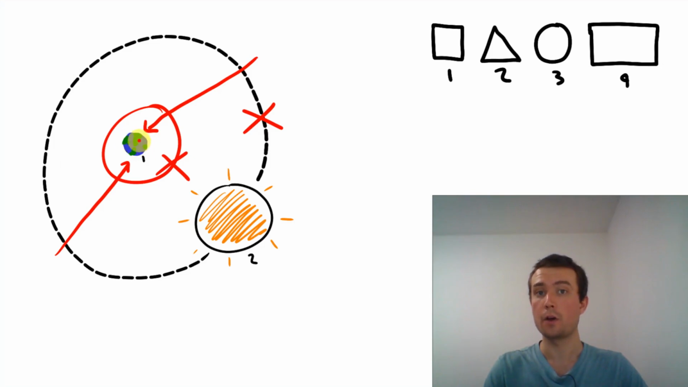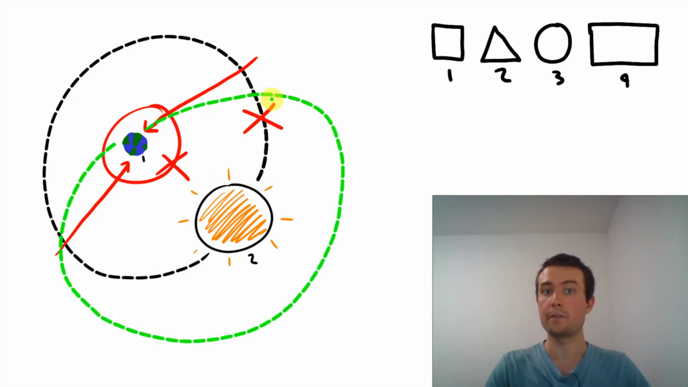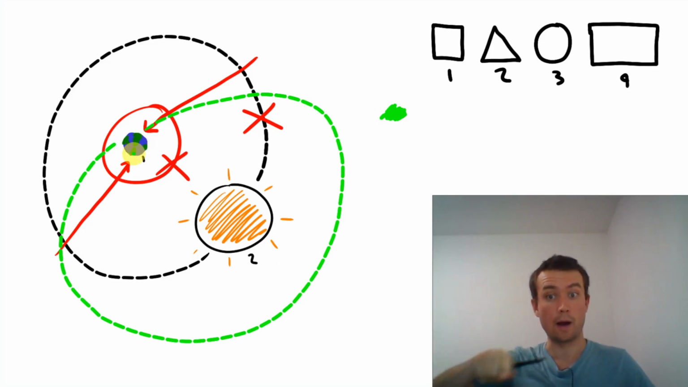The earth goes around the sun. This green circle is the earth going round the sun.